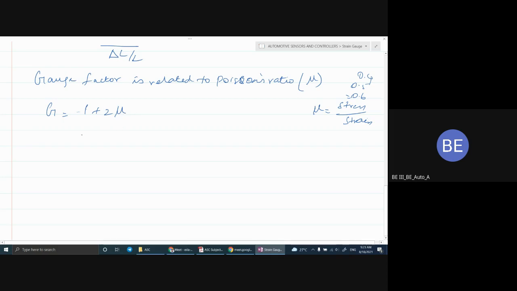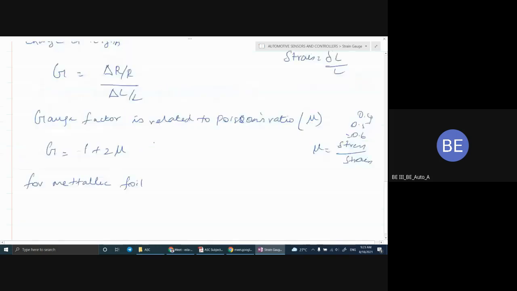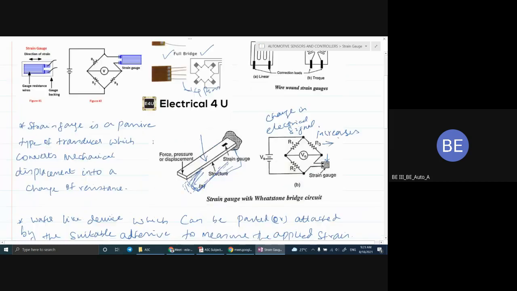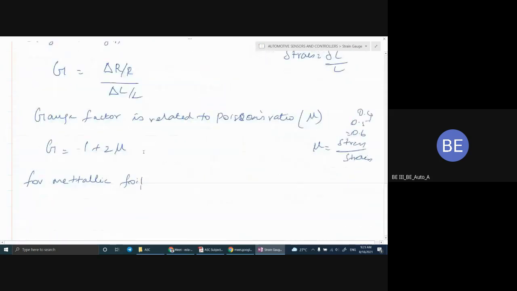Suppose we are using the metallic foil. See, this is the foil structure. Suppose this is the foil that is placed inside these wafers. If we are using these metallic foil gauges, the gauge factor will be taken as 2. Is it clear?